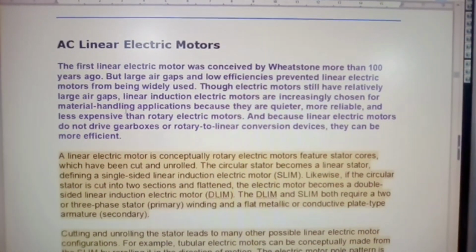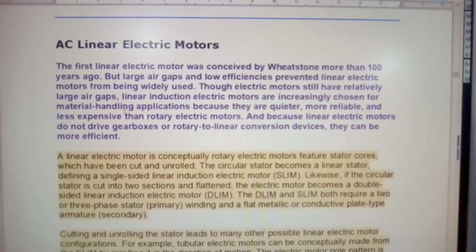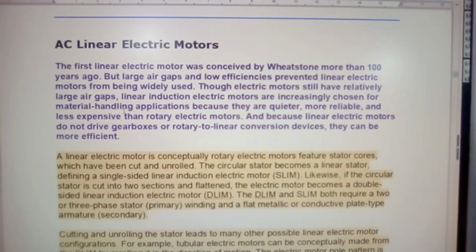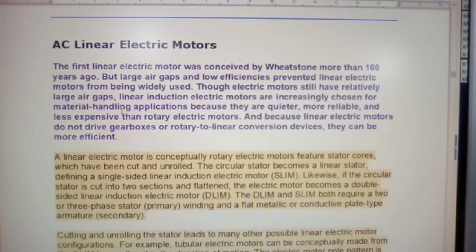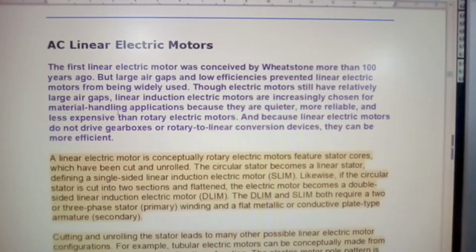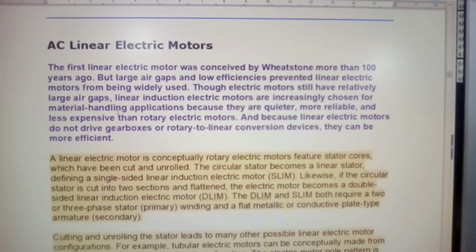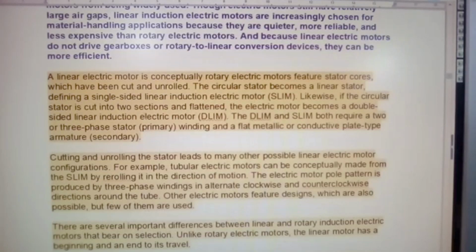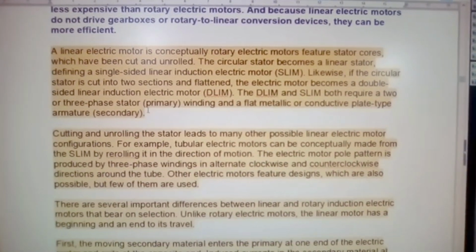AC linear electric motors. The first linear electric motor was conceived by Wheatstone more than 100 years ago, but large air gaps and low efficiency prevented linear electric motors from being widely used. Although electric motors still have relatively large air gaps, linear induction electric motors are increasingly chosen for material handling applications because they are quieter, more reliable, and less expensive than rotary electric motors. And because linear electric motors do not drive gearboxes or rotary to linear conversion devices, they can be more efficient. Again, for you to observe and to read for yourself.